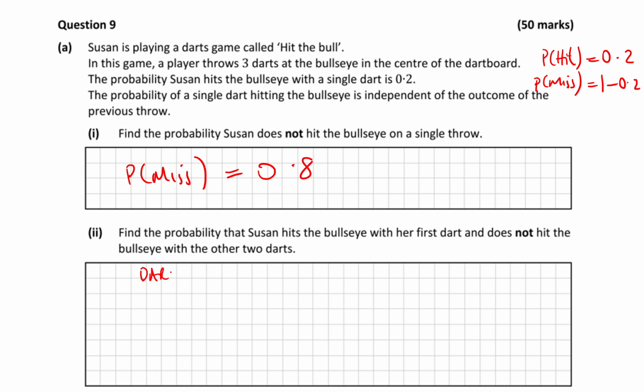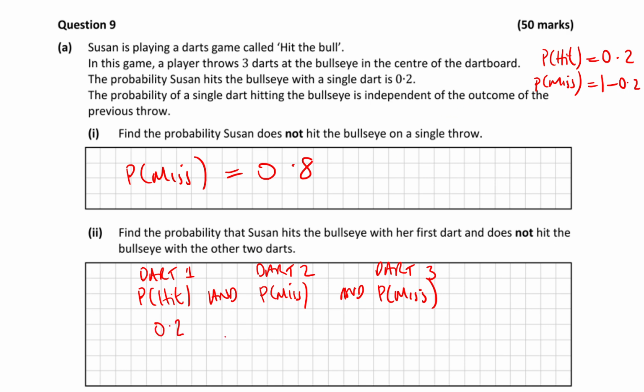So, dart 1, this is me setting it up. Dart 2, no problem when you do this. Dart 3. So, the first one, we want to hit. And she does not hit it then with the other 2. So, miss. And she misses. And we're going to get the word and in there because we're saying probability that she hits with the first dart and she misses with the second and she misses with the third. So we know hit there is 0.2 and means multiply, 0.2 and with 0.8.